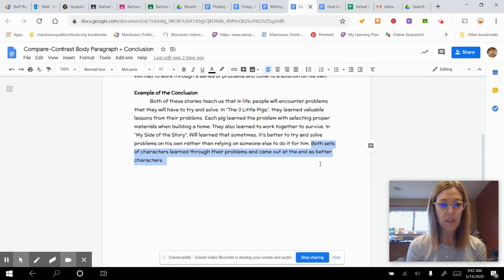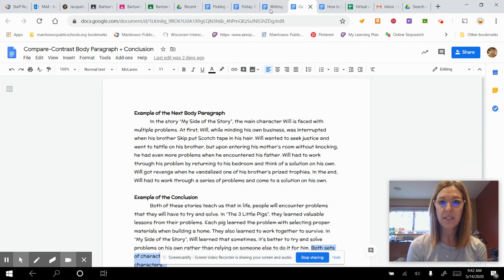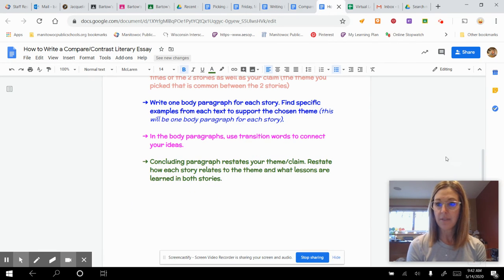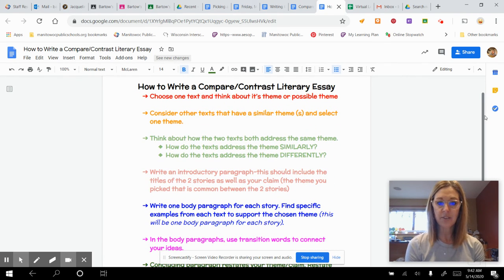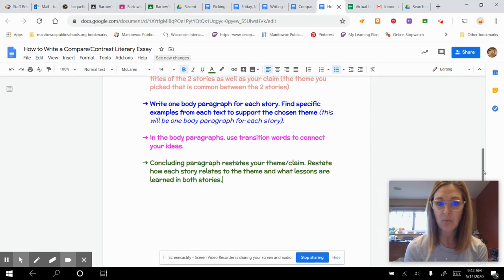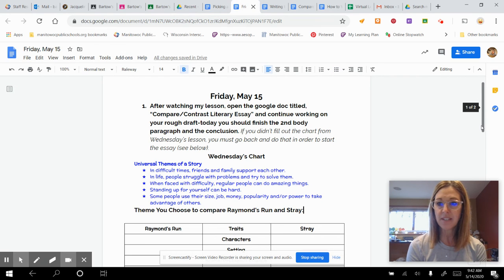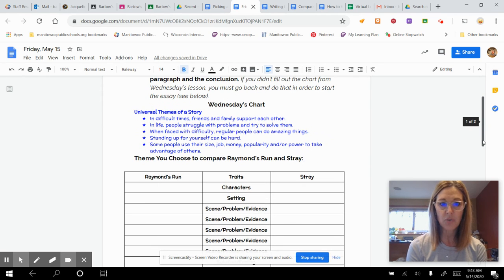You are going to finish your second body paragraph and then wrap it up with your conclusion. I will share this along with how to write a compare-contrast literary essay so that you can see what exactly needs to be in the bodies and in the conclusion. You will also receive this today, the normal place that we've been doing our work.